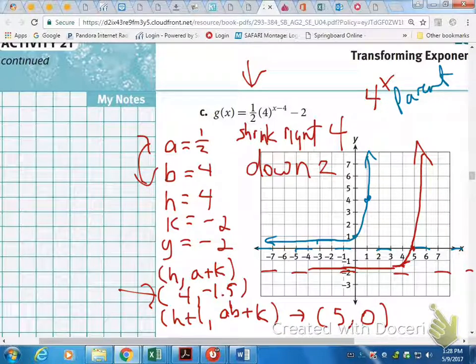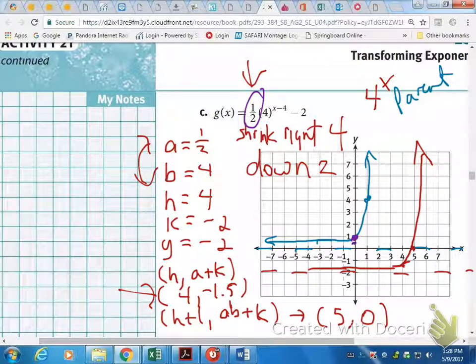Now, let's see if we got this correct. So first thing we're going to do is apply the shrink. Okay, so I'm at that 0, 1. Where would the shrink put it? How much did you shrink it by? A half. So the 0, 1 becomes a 0, 1/2.